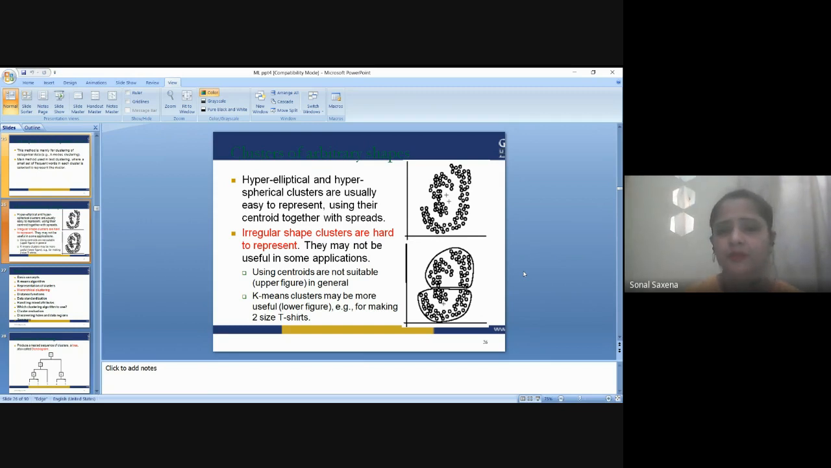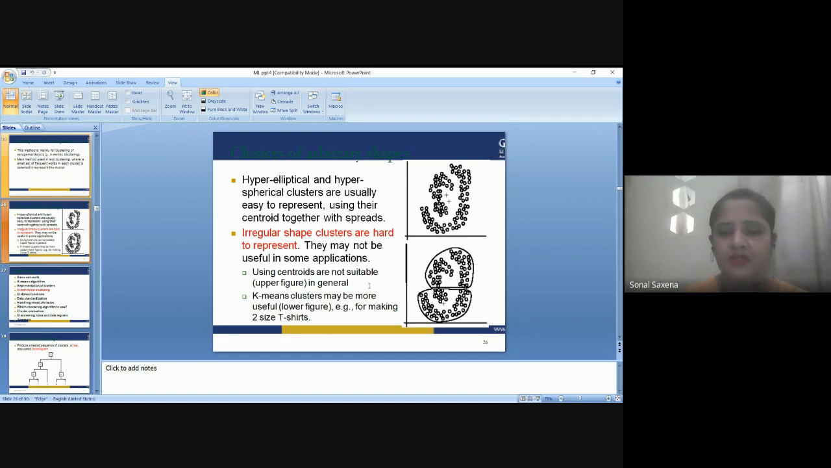So hyperelliptical and hyperspherical clusters are usually easy to represent using their centroid together with the spreads. But irregular shape clusters are hard to represent, because these are the irregular shapes that I was talking about. Now, they may not be useful in some applications. Using centroids is not suitable in general. Like in the above figure, the C and the J figure, it is very difficult to use centroids here. We cannot use it.